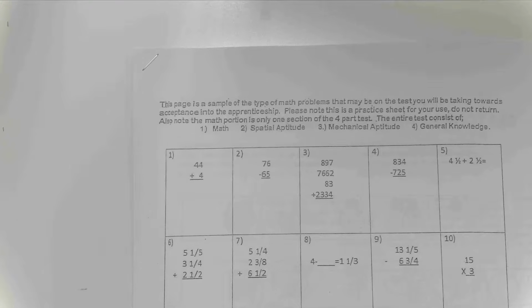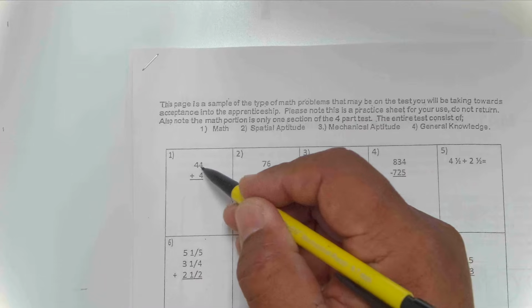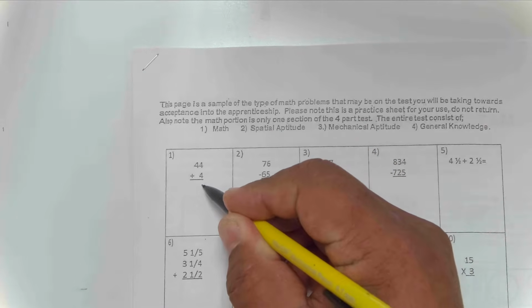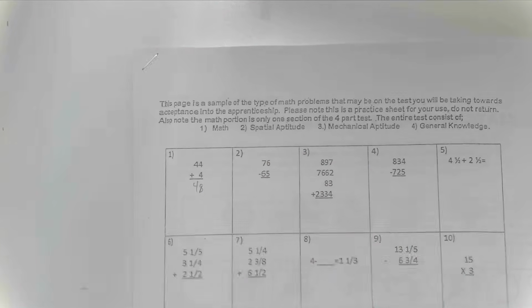This refresher is based on 8th grade level math. So let's get started. First problem, 44 plus 4. Look at that as columns. Add your way down. 4 plus 4 is 8. Bring down your 4. So your answer is 48.